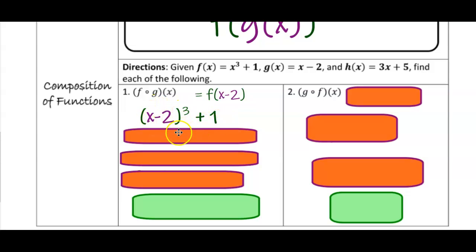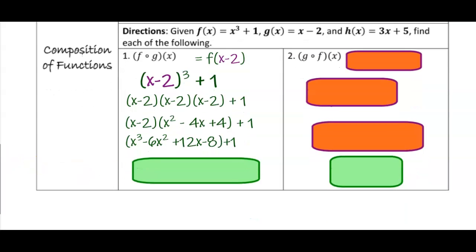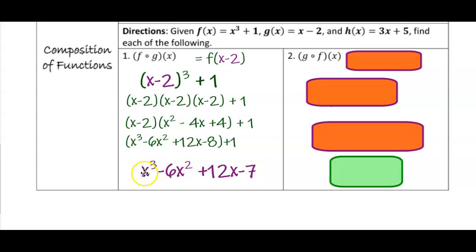Well, x minus 2 cubed means x minus 2 times x minus 2 times x minus 2, and then plus 1. So I would multiply 2 of those together and get x squared minus 4x plus 4. Then I would multiply x minus 2 again. When you do that, you get x cubed minus 6x squared plus 12x minus 8. And we still have to add 1. So your final answer, when you combine all your terms, is x cubed minus 6x squared plus 12x minus 7.